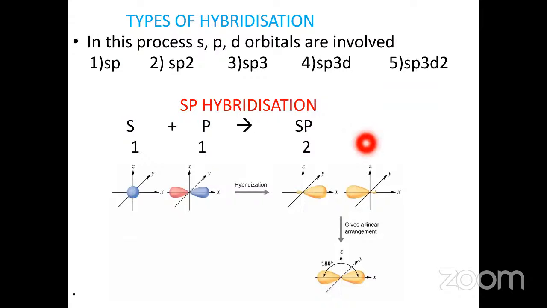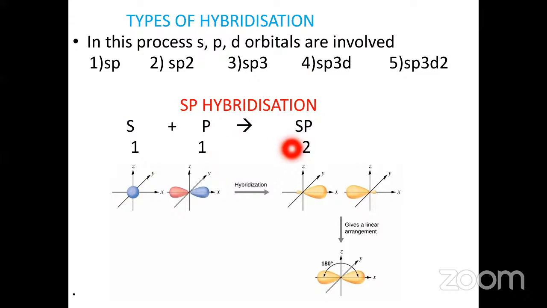In this hybridization process, only orbitals are involved, not the electrons. These hybrid orbitals form only sigma bonds, but not pi bonds. In arranging the electrons in hybrid orbitals, Hund's rule and Pauli's exclusion principle are followed, but not the Aufbau principle, because the hybrid orbitals are degenerate orbitals. Now, types of hybridization. In this process, s, p and d orbitals are involved. As per these, sp, sp2, sp3, sp3d and sp3d2 hybridizations.